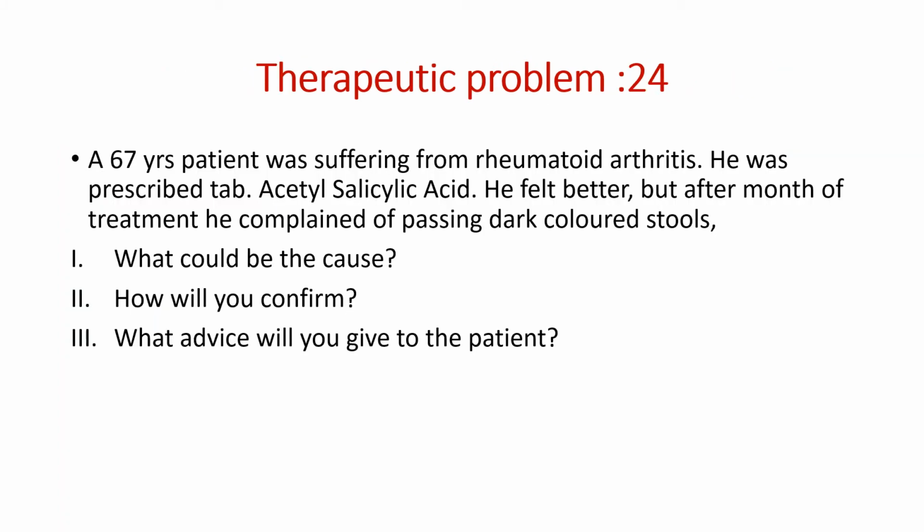Moving towards the therapeutic problems. This is therapeutic problem number 24 in your journals. I will read the problem. A 67-year-old patient was suffering from rheumatoid arthritis. He was prescribed tab acetyl salicylic acid. He felt better, but after a month of treatment, he complained of passing dark color stool.